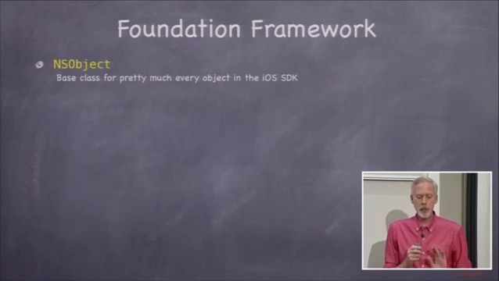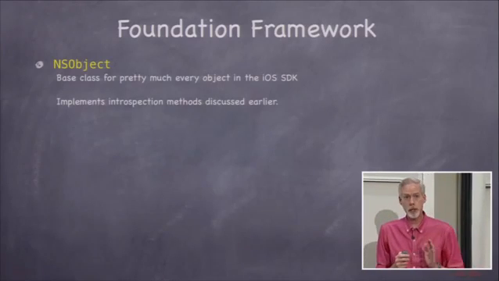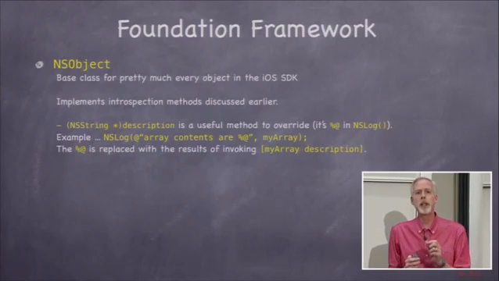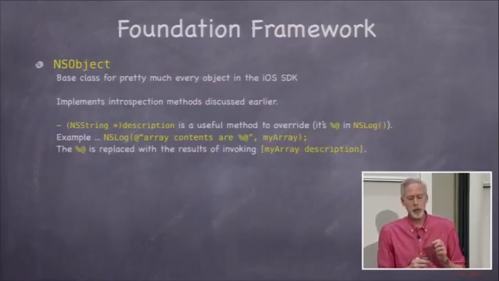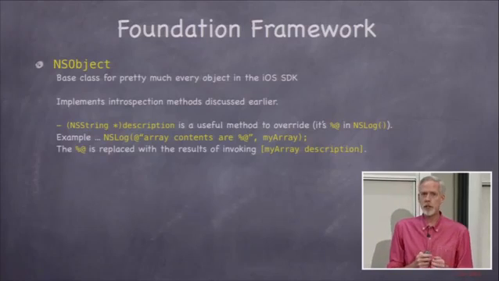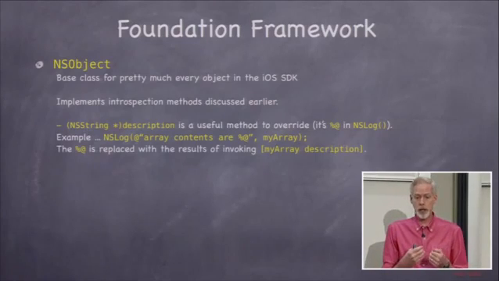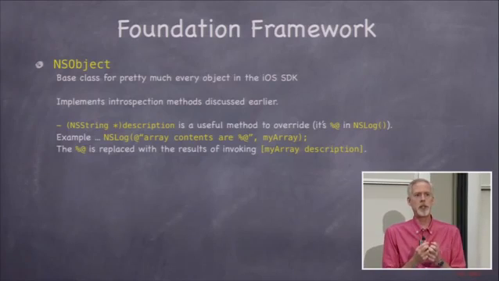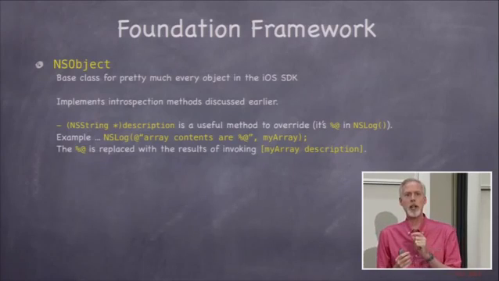But you know that NSObject is the base class for all objects. It implements those introspection things. It also implements this very important method called description. Description just returns an NSString, and it's supposed to return a string that describes this object. When do we ever use this? Two places. One, NSLog.